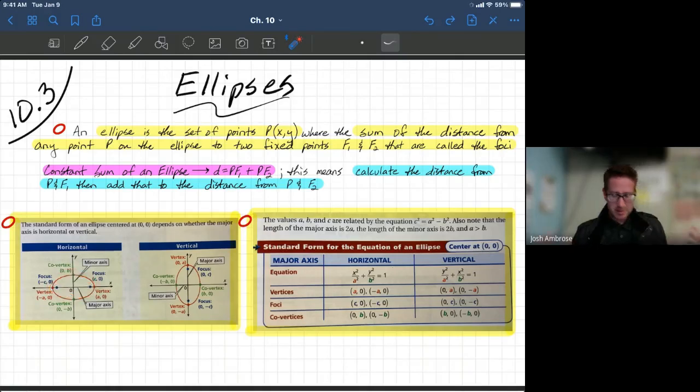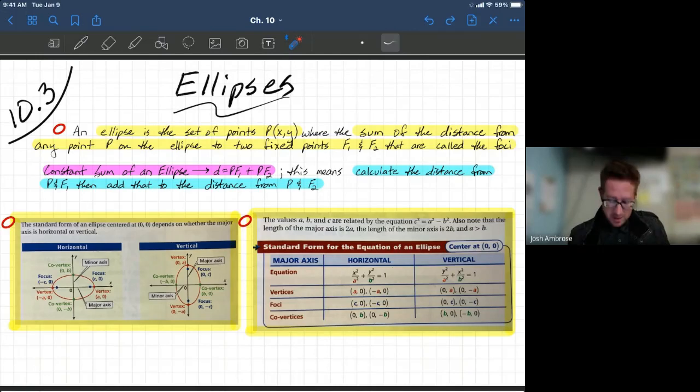That's the horizontal ellipse. Horizontal means it's stretching on the sides, and vertical ellipse means it's stretching on the top and bottom. Whatever kind of reminder you want to put out there for yourself to help you remember, is it vertical, is it horizontal? Figure that part out.